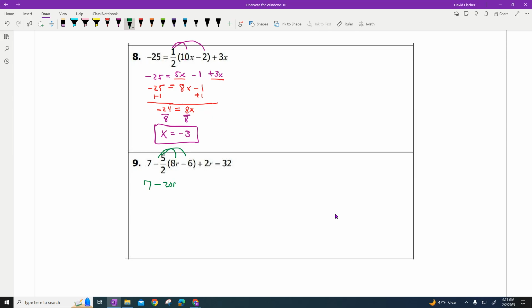I'm going to do this now. Negative times negative. Get the sign out of the way first. It's a positive. 5 times 6 is 30. 30 divided by 2 is 15. And I didn't need my calculator.